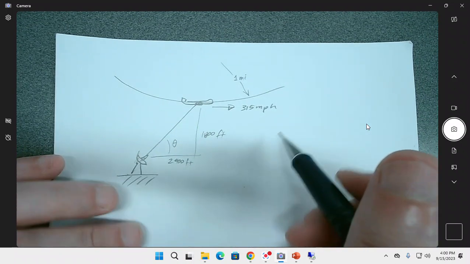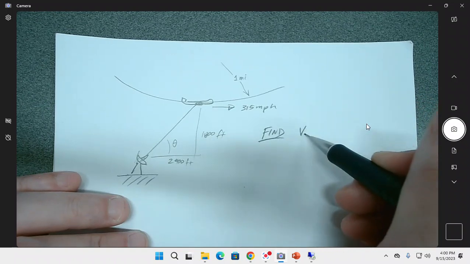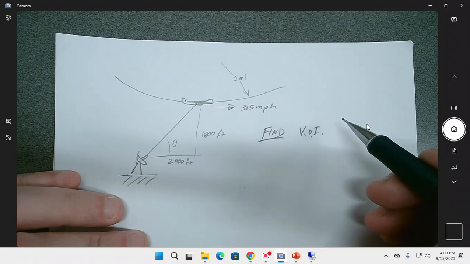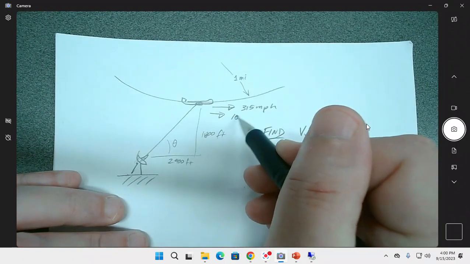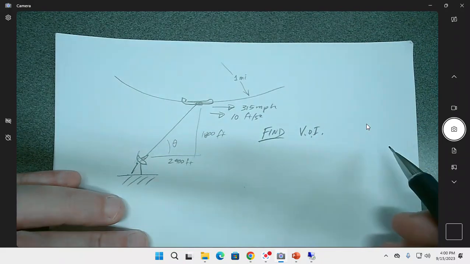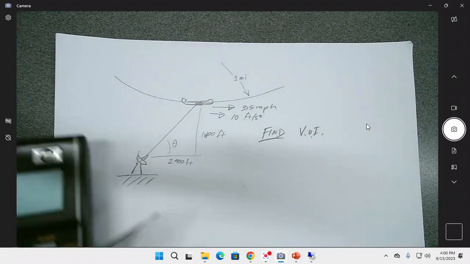And what we want to find is the variables of interest. And the airplane is speeding up. So not only that, but it is also speeding up at 10 feet per second squared. So, okay, let's find some information.